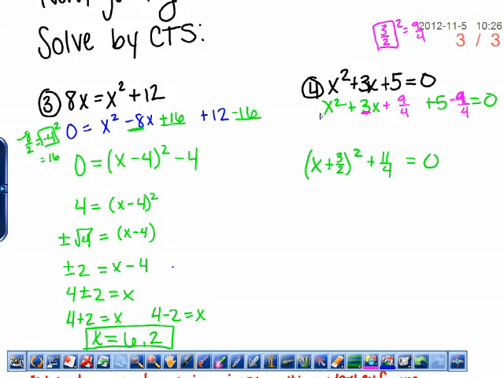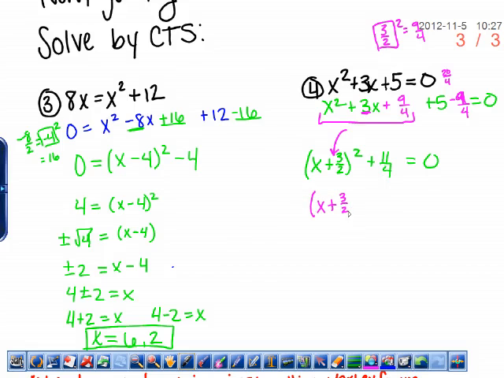Okay, so this gets rewritten as x plus 3/2 squared. Positive 5 is how many fourths? 20/4 minus 9/4 is positive 11/4. Everyone find their mistakes? Okay. Let's go ahead and solve this.